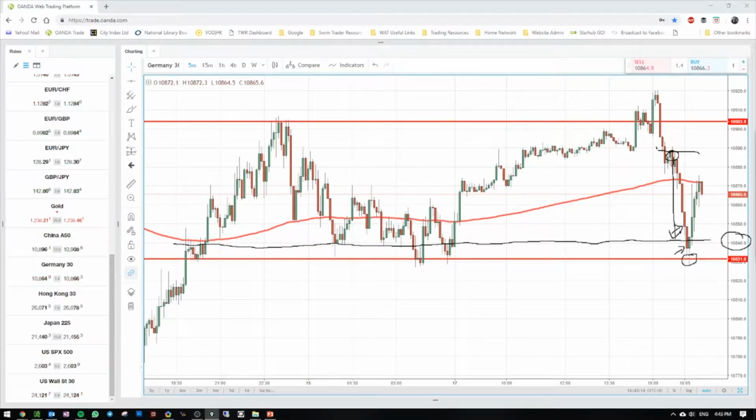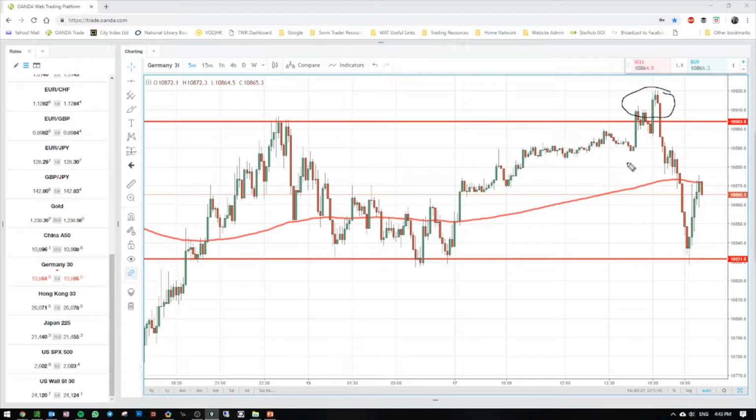So what I've done there, and why I took the second shot, was because of this. And usually with trend continuation trades, I would like to see accumulation, or rather a thrust up, and then after that accumulation in the top area, and then a further thrust up.